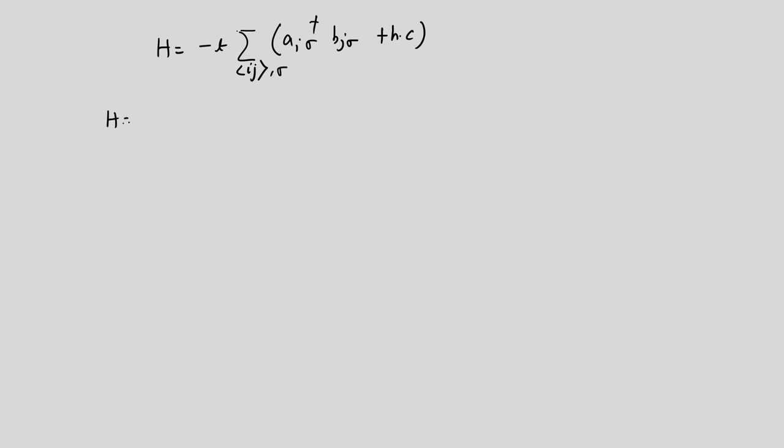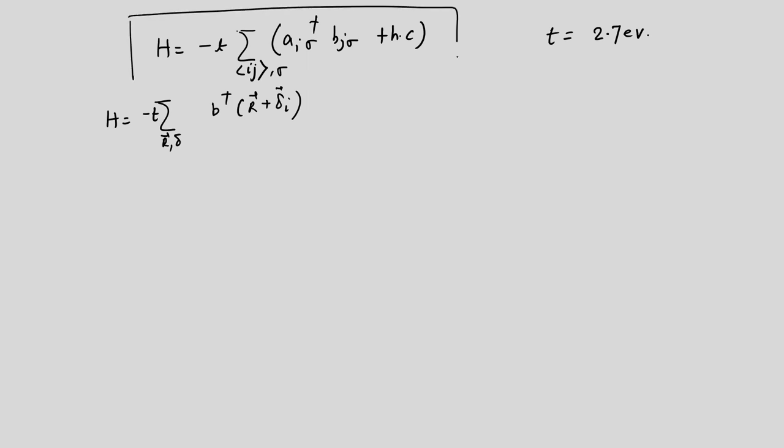So, we write this down a little more elaborately, and so this is a minus t, that's the tight binding Hamiltonian we are doing. And why are we doing a tight binding Hamiltonian? Because this t is of the order of 2.7 electron volt, which is very large, and also each carbon atom has one electron. So, the interaction between the electrons is completely neglected. So, we write it as sum over R and δ. And I am writing it slightly differently, but they mean the same thing. δ_i, where δ_i's are those nearest neighbors. This is a generic form for any tight binding Hamiltonian.